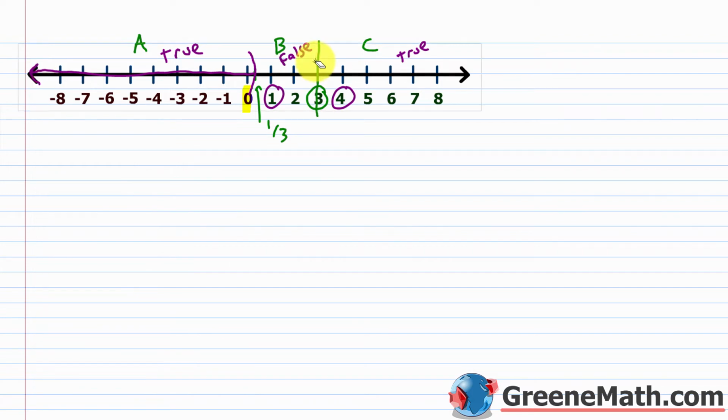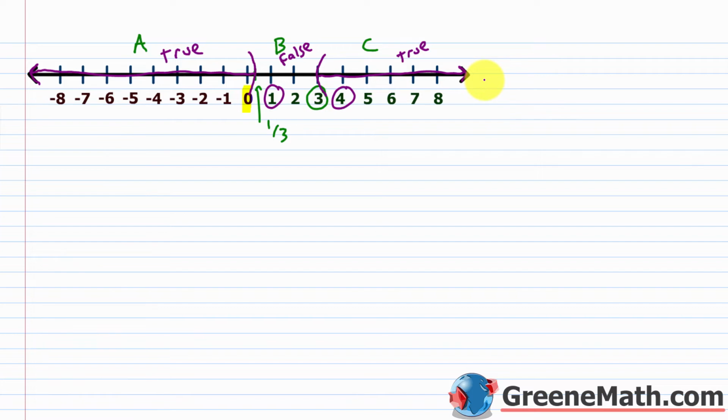Then at 3, I'm going to put a parenthesis facing to the right, and then I'm going to shade everything to the right. So 3 doesn't work, but anything to the right of 3 would. Now that's the graphical solution. We saw that before, back when we started solving a linear inequality in one variable, right? We've been doing this forever.